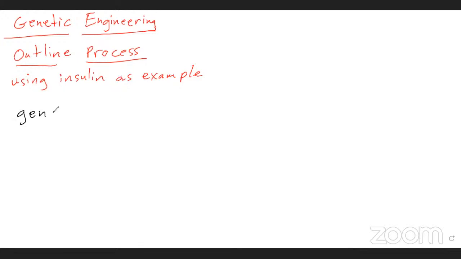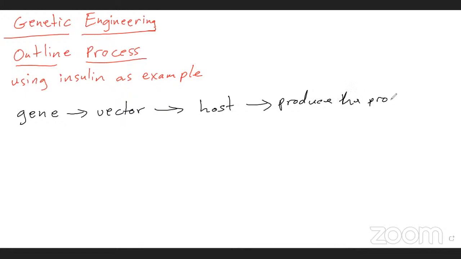So the gene goes into a vector, the vector goes into a host, and the host produces the protein from the gene. Remember, the gene codes for a protein that will be expressed. So you put the gene into a vector, you put the vector into a host, and the host will express the protein. So how does that work?